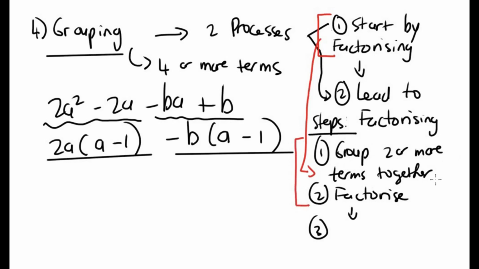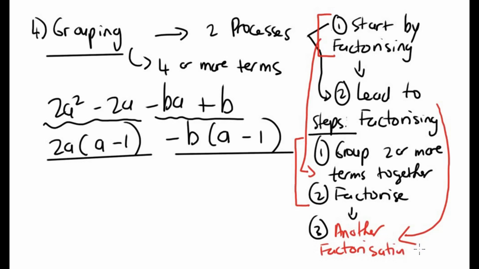So you've got to group 2 or more terms together and factorize them. That basically leads to another type of factorization, so you're going to do another factorization process. If we have a look now, guys, what we'll see here is that my highest common factor is now a minus 1, and then I'm left with 2a minus b, and that's basically my answer. So that's basically grouping.